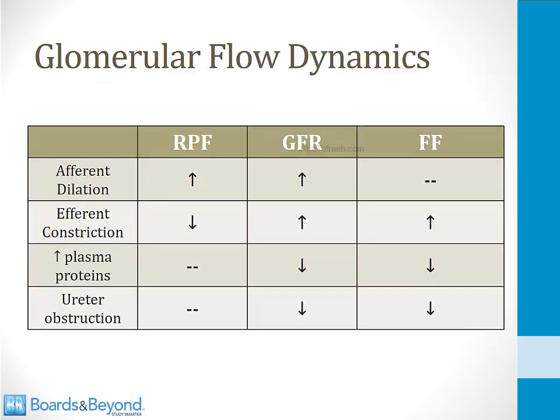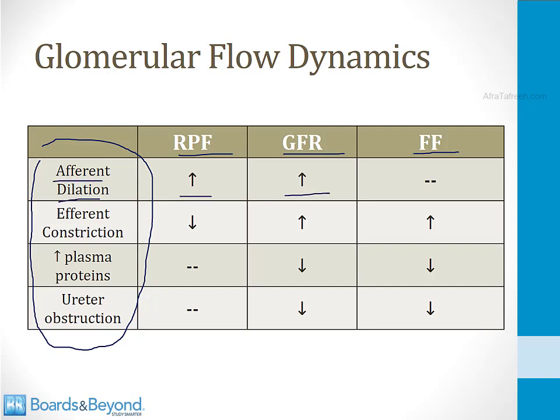So on this page, I've summarized the glomerular flow dynamics we've been talking about in the last few slides. There are many disease states and drugs and other situations where all these things shown here can be altered. So it's important to understand the effects that these have on renal plasma flow, glomerular filtration rate, and the filtration fraction. So if we start with afferent arteriole dilation, that will increase the renal plasma flow and the GFR, but have no effect on filtration fraction.